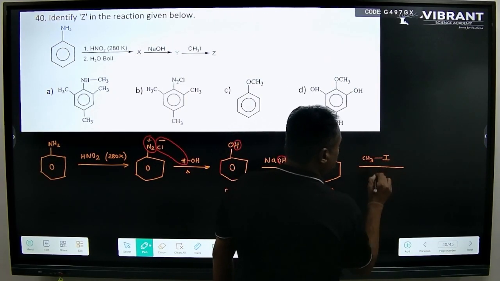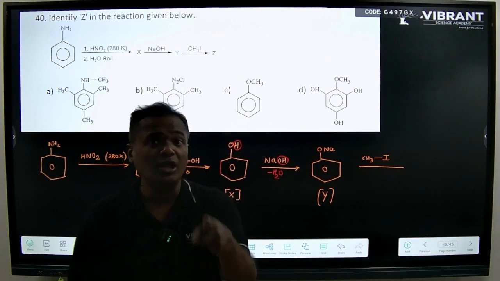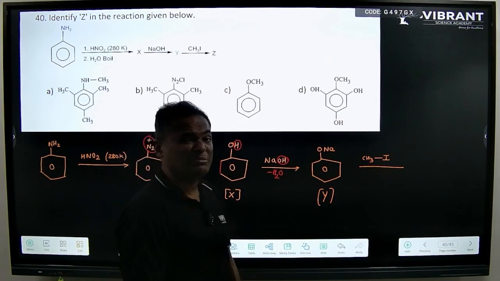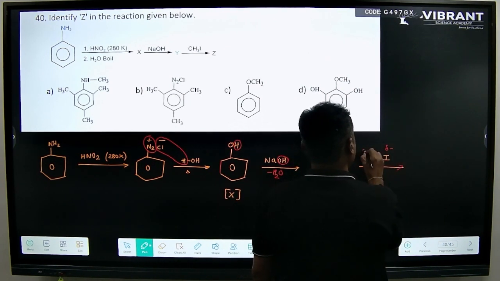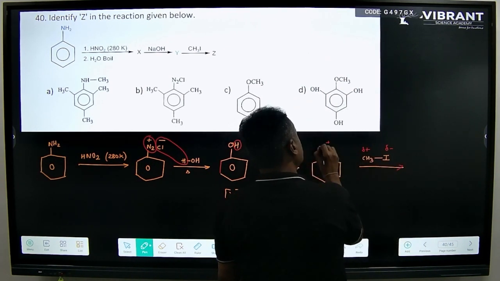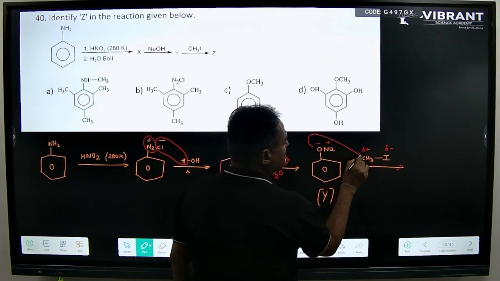I think, child, you should know one thing. Whenever you have a salt of an alcohol with alkyl halide, can I call it a Williamson's ether synthesis? Yes, because here it is a delta minus, here it is delta plus, here it is a positive part, here it is a negative part. Does alkyl halide like to undergo nucleophilic substitution?